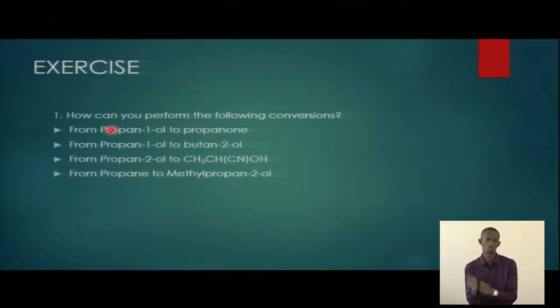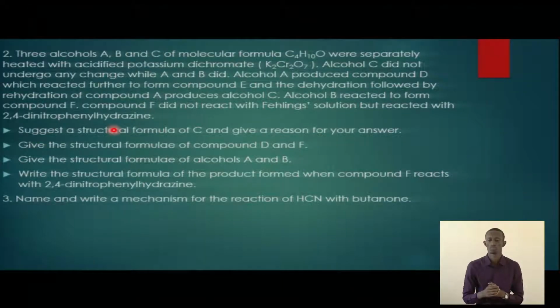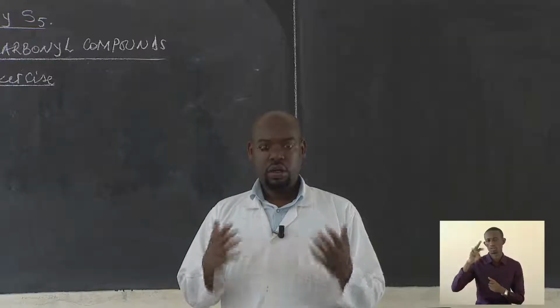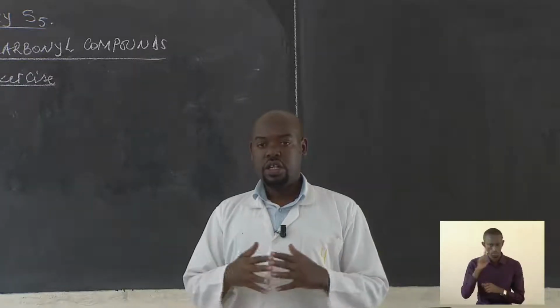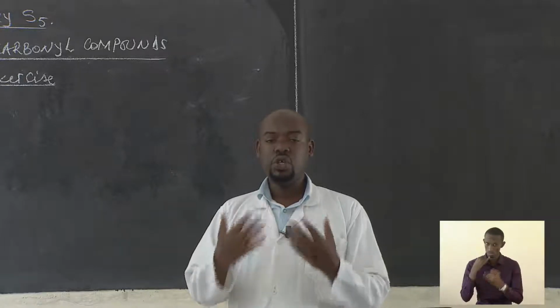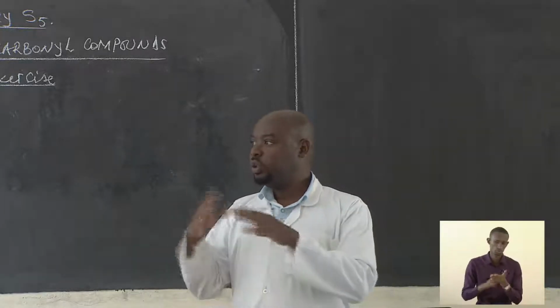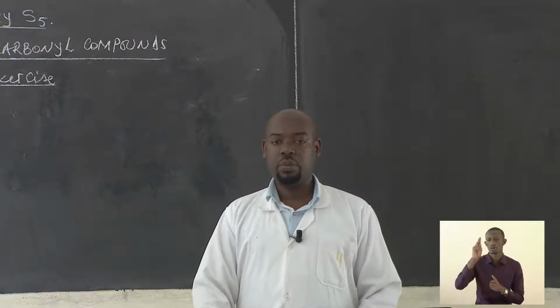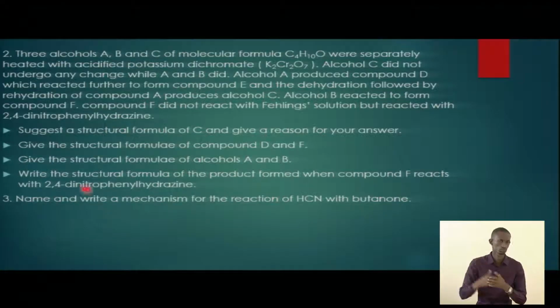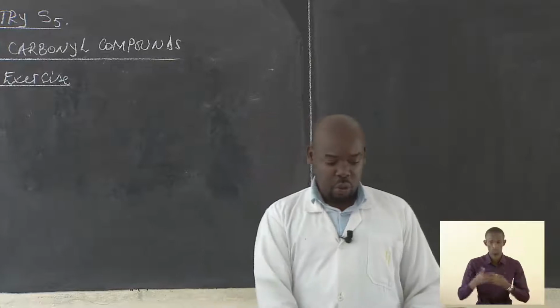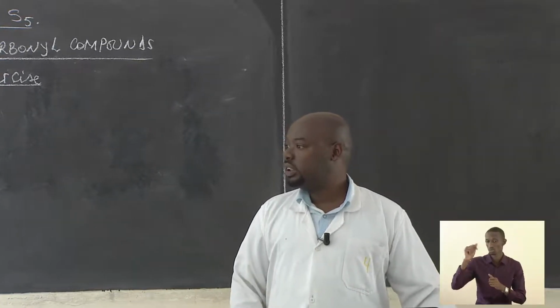And the second part will be a question in the type of a problem. And in this type, we will analyze the question, read the information which is provided, and then we use it to identify the compounds which have been described in the problem. And for the third question, which is this one, we will name and write a mechanism. It is also one of the types of questions we deal with in organic chemistry. So let us go back and we start with our exercise.